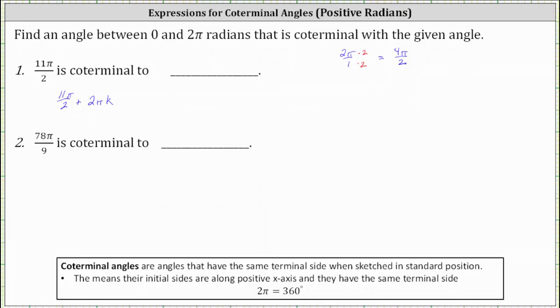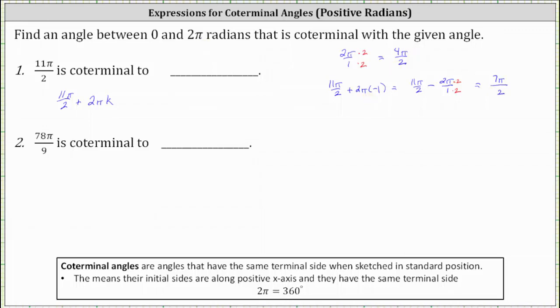For example, when k is equal to negative 1, we have 11 pi divided by 2 plus 2 pi times negative 1, which is equal to 11 pi divided by 2 minus 2 pi over 1. And we know 2 pi over 1 is equal to 4 pi divided by 2, which gives us a denominator of 2, and the numerator is now 11 pi minus 4 pi, which is 7 pi. Well, 7 pi divided by 2 is a coterminal angle, but it's not between 0 and 2 pi radians, or 0 and 4 pi divided by 2 radians.